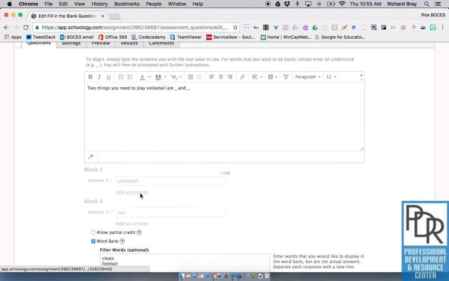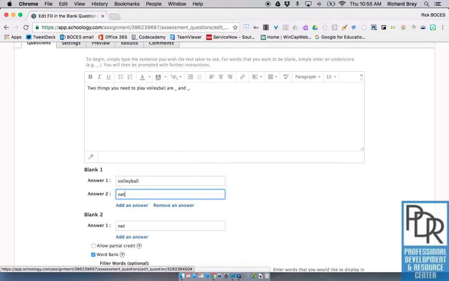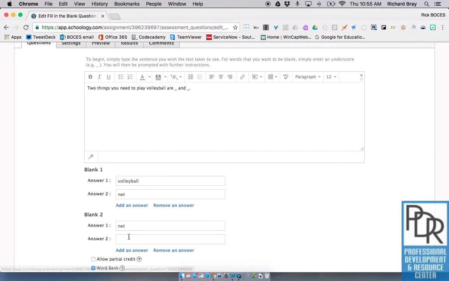So what I have the ability to do here is say volleyball or net for that blank, and net and volleyball for this blank. That way it doesn't matter what order students put their answers in, they'll still get it right. But keep in mind, technically they could also answer volleyball and volleyball, if I spelled it right, or net, and still get the question right.